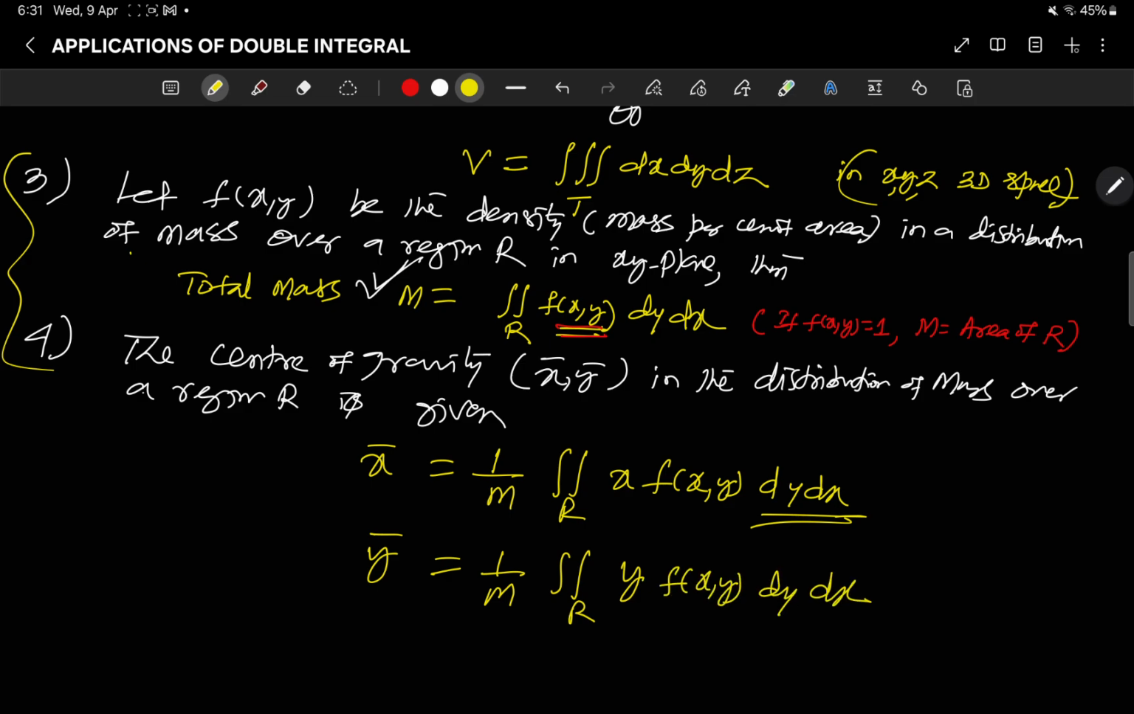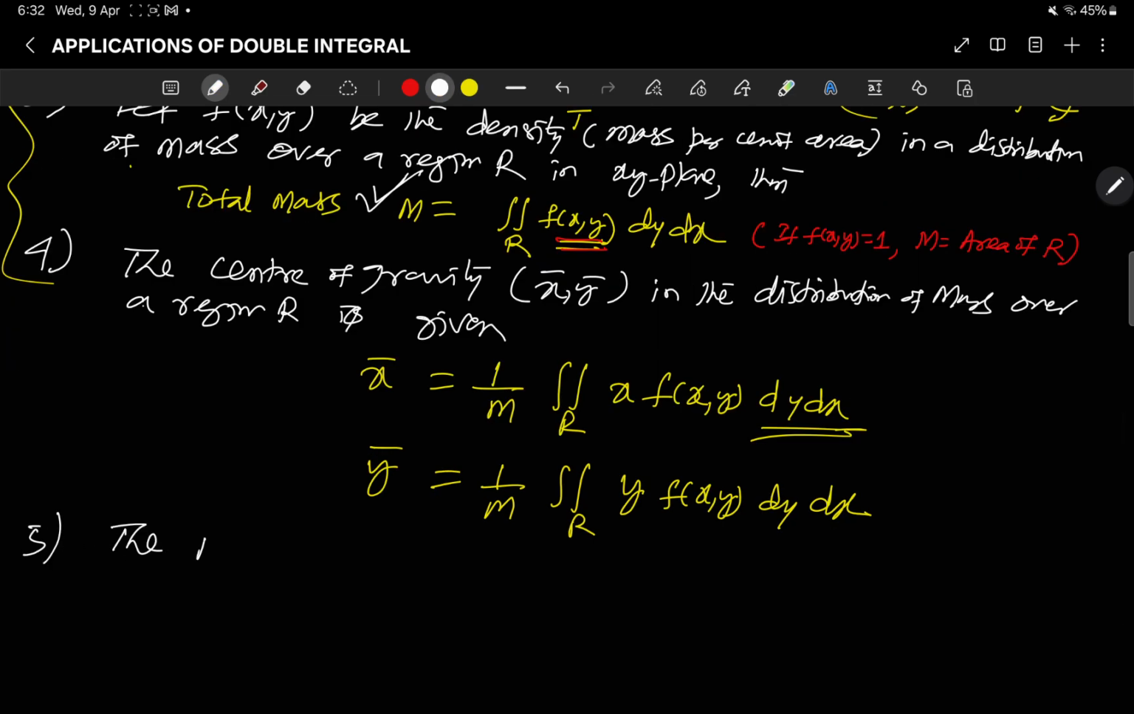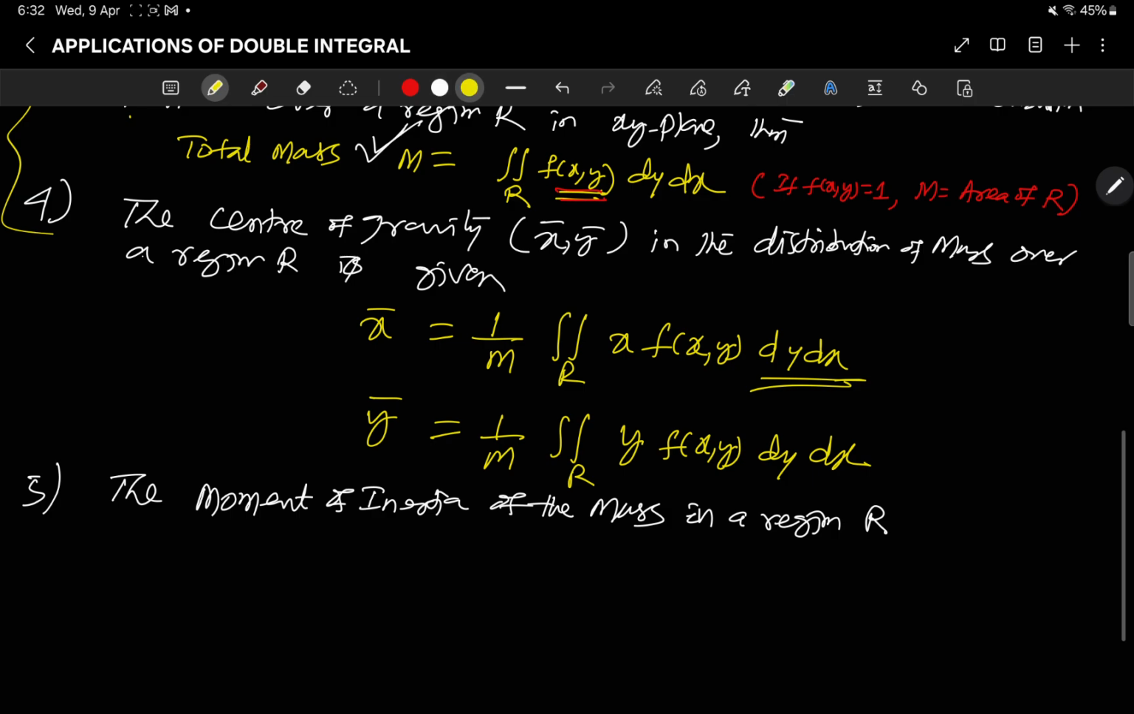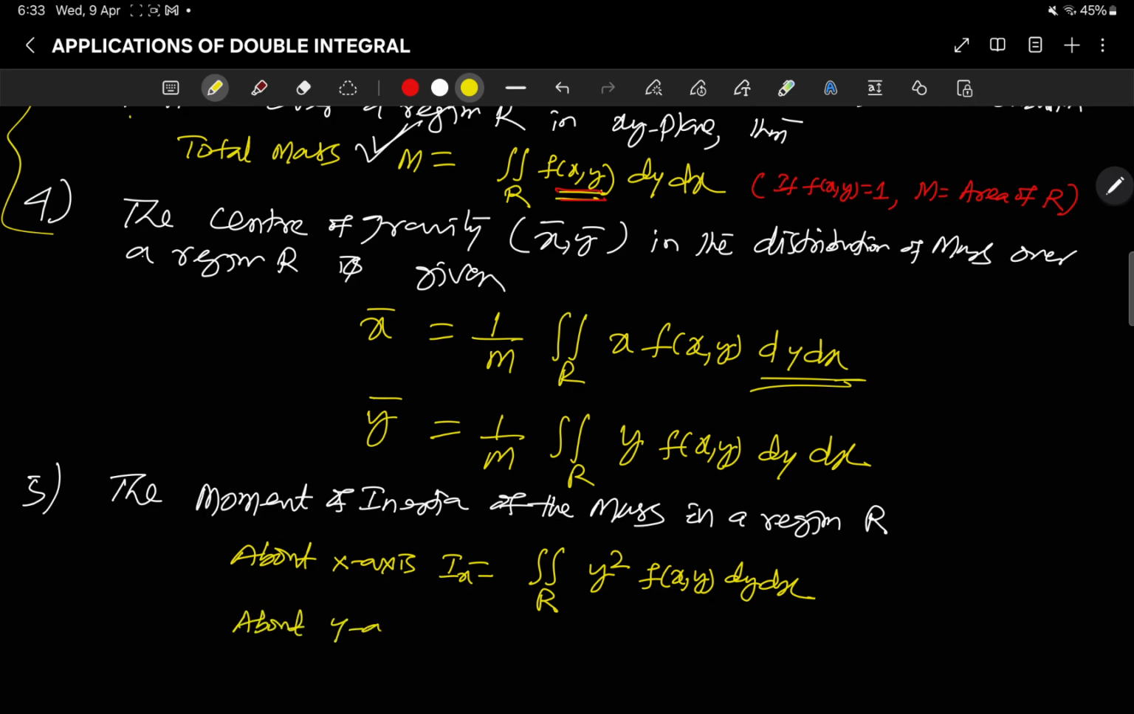Next, coming to the fifth application, the moment of inertia of the mass in a region R. Now about the x-axis, I_x is equal to the double integral over the region R of y squared f(x,y) dy dx, and about the y-axis, I_y is the double integral over the region R of x squared f(x,y) dy dx.